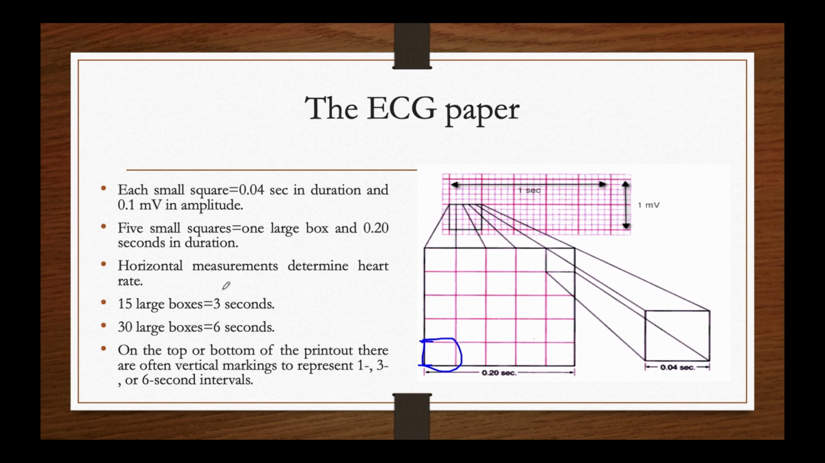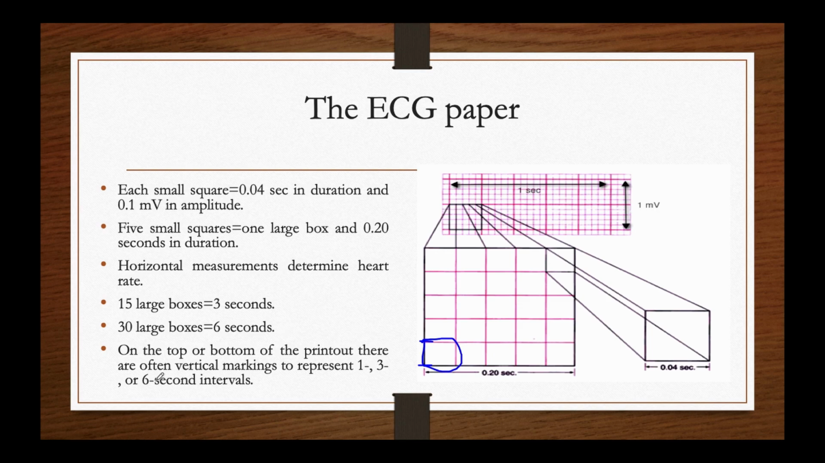Now, the horizontal measurements determine the heart rate, as I talked about earlier. Sometimes we also use the number of boxes which we count within 3 seconds as well as within 6 seconds to help us determine the heart rate of the patient. For example, if we have 15 large boxes, it will be equal to 3 seconds. And if we have 30 large boxes, it will be equal to 6 seconds. This is going to help us determine the heart rate.